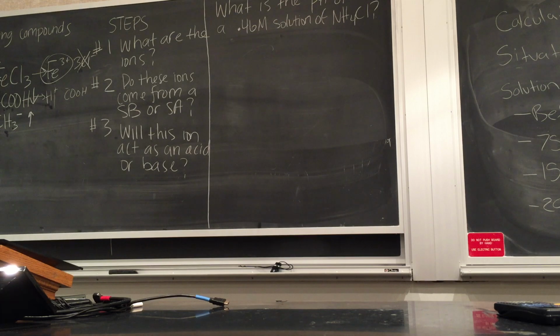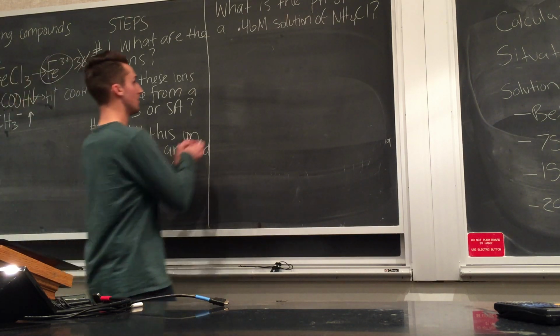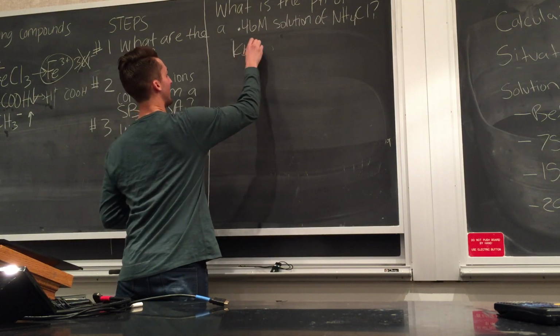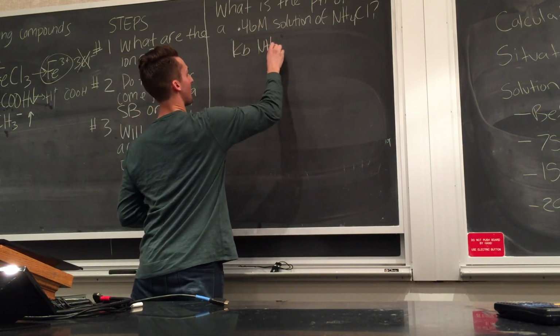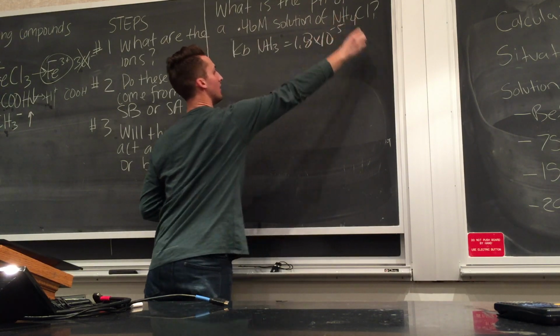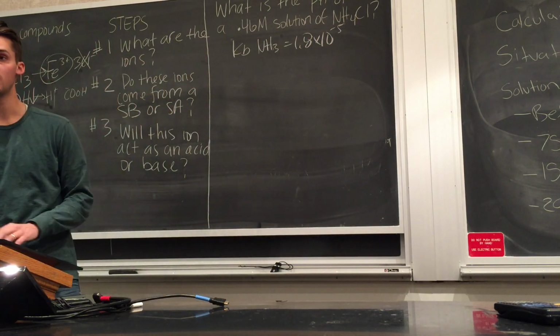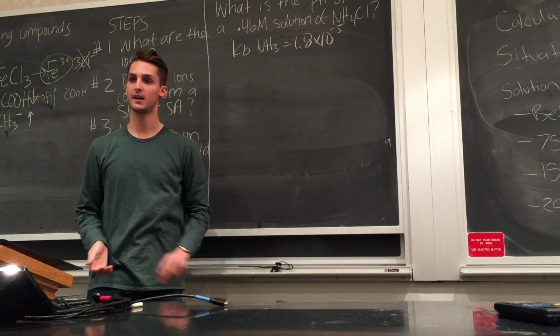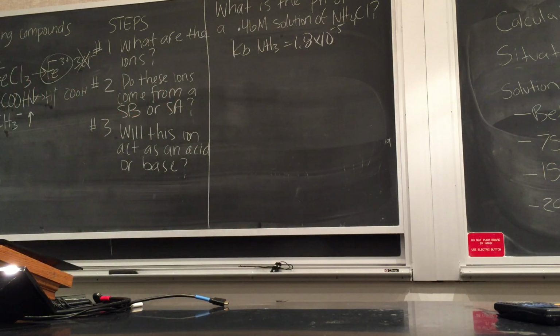Oh, I'm sorry. The Kb of ammonia is 1.8 times 10 to the negative 5. Thank you, sorry.